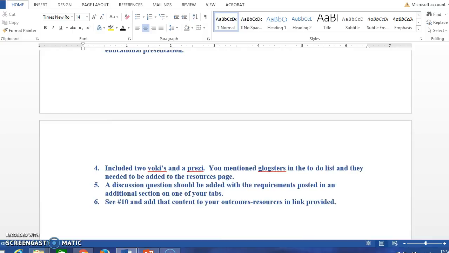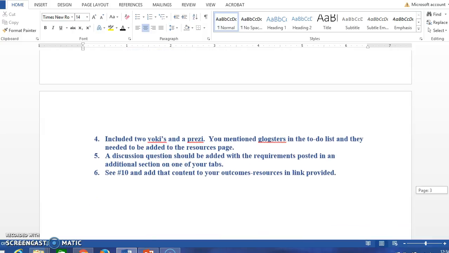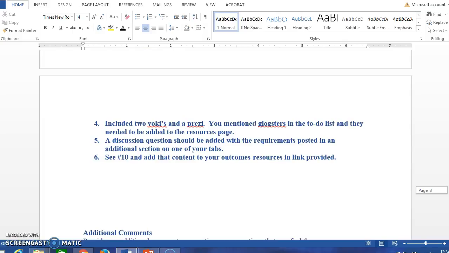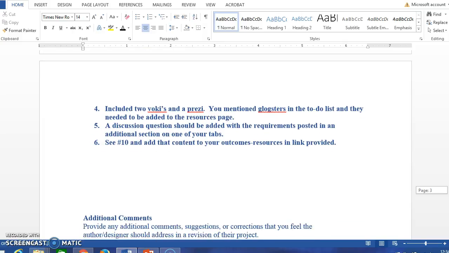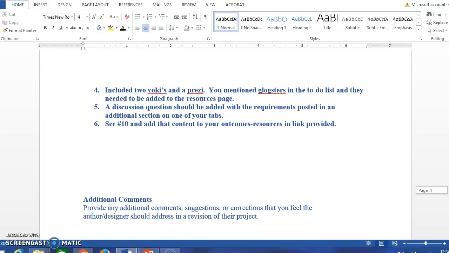You mentioned Glogsters in the to-do list, and they need to be added to the resources page. A discussion question, as I mentioned a moment ago, should be added with the requirements posted in an additional section on one of your tabs. And see number 10 that we talked about, that link to look at.